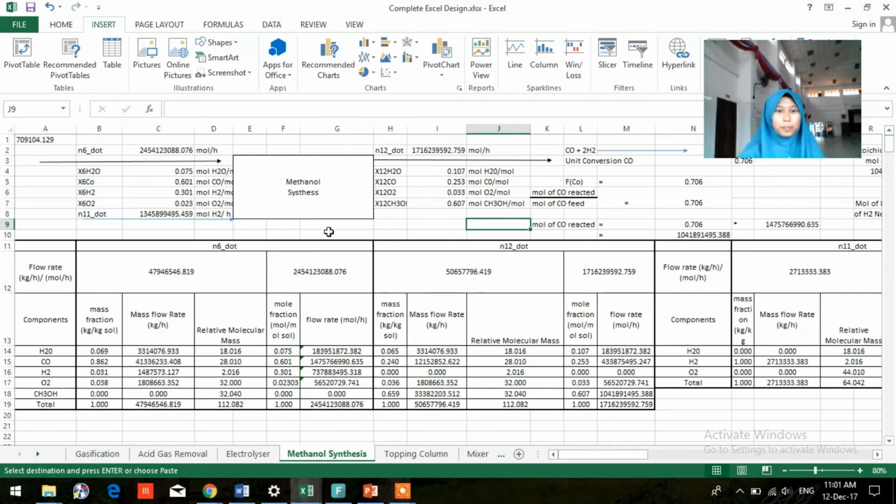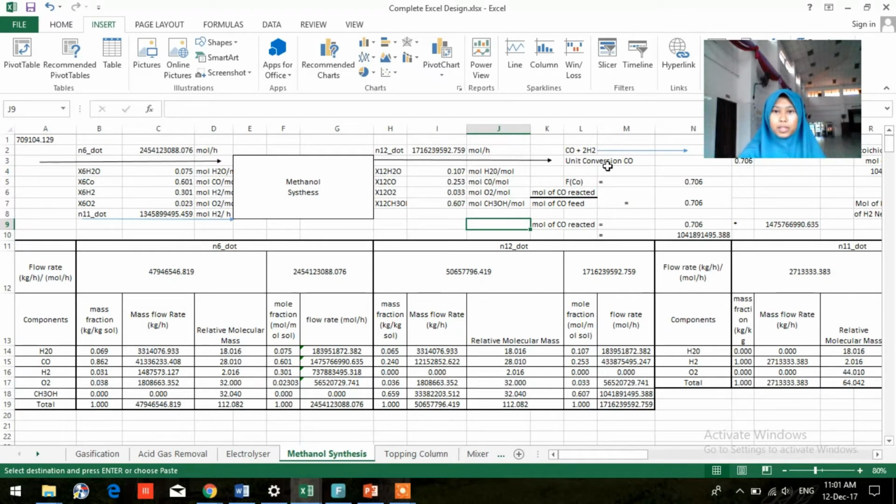Okay. In methanol synthesis, we have two streams. Stream 1 is from the acid gas removal, and stream 2 is from the electrolyzer. We will discuss the stream from acid gas removal first. We can see that the amount of carbon monoxide here is higher compared to the amount of H2 in the stream.